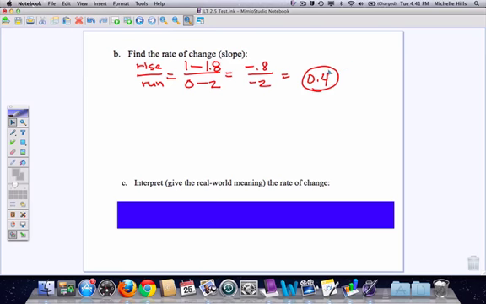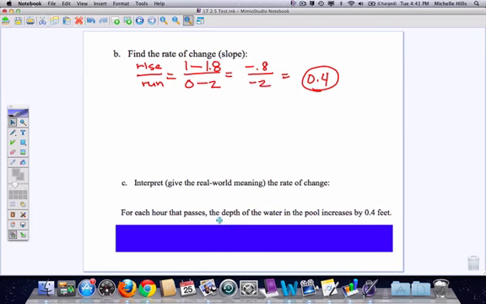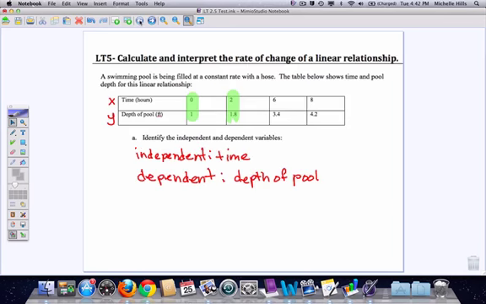So what this 0.4 means is, for each hour that passes, the depth of the water in the pool increases by 0.4 feet. So when it asks the real world meaning, that's when I go back to my table and I realize, oh, I'm seeing how much this changes, the depth in the pool, for every time this changes by 1. So that is learning target 2.5 on the Unit 2 test.